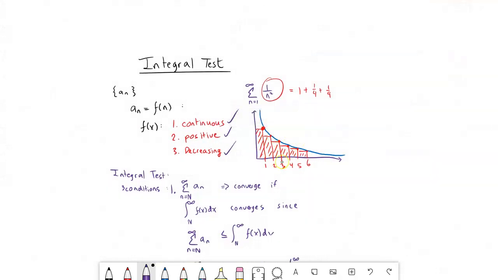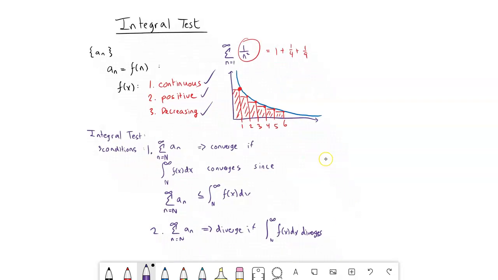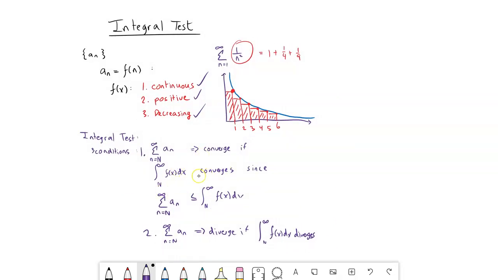Hopefully this picture made sense and this explanation made sense, because it's a very interesting test. If I were just to give you a definition, it would be very confusing, because it's like, oh, we got a series and we got an integral, but how do they tie into each other? They tie into each other through this diagram. Since this quality holds, we are allowed to do this. And that's it for this video.